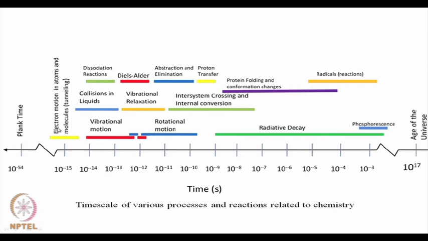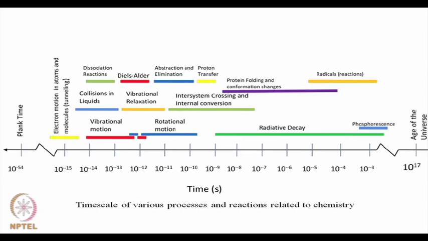As I told you, if you think of a molecule, it can have electronic motion, rotational motion, and vibrational motion. Of these three motions, electronic motion is fastest compared to vibrational and rotational motion. I have just given you a rough estimate of the time scales of observation of various processes, a journey from millisecond to femtosecond.